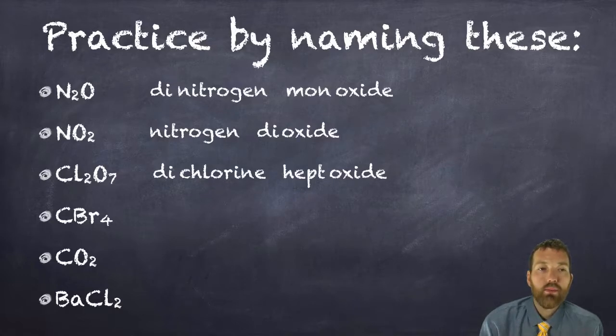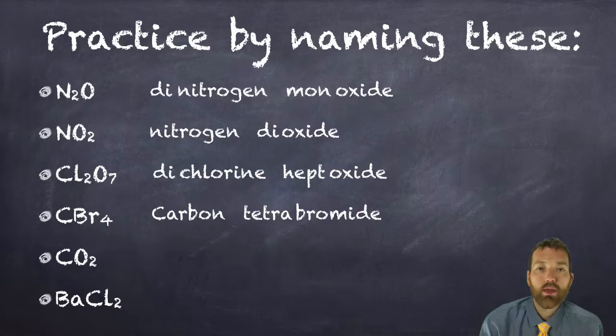Next, we have CBr4. So the prefix for 1, we have 1 C, would be mono, but we don't write mono if there's only one of the first element. So again, we're just going to write carbon. Then I have 4 bromine. So the prefix for 4 is tetra, and bromine becomes bromide, carbon tetrabromide. Next, I have CO2, no prefix if it's 1 on the first element, so again, just carbon. And I have 2 oxygens, so the prefix would be dioxide.